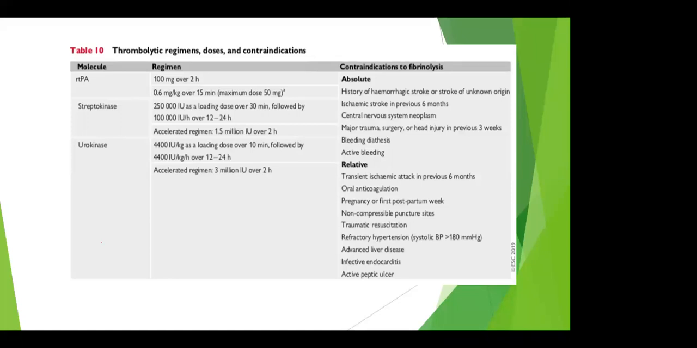But just a note, not all absolute contraindications are always absolute. I think as Yong's case earlier, a patient with a recent cerebellar hemorrhage 2 months ago, yet they thrombolyzed. So always use your clinical judgment in every case. Where the benefit clearly outweighs the risk, probably you can consider thrombolysis in those patients.